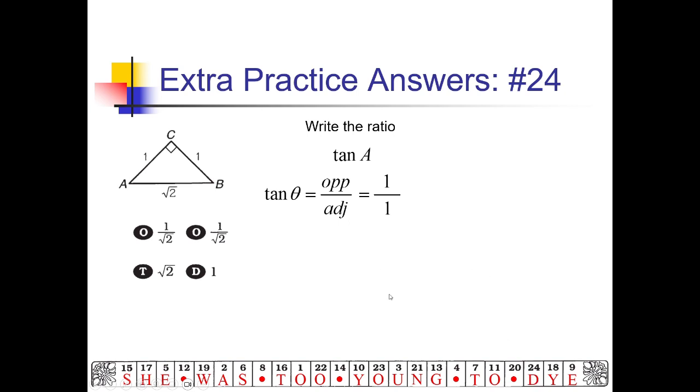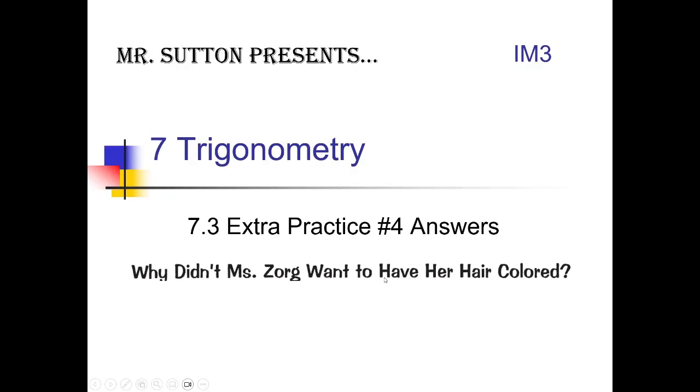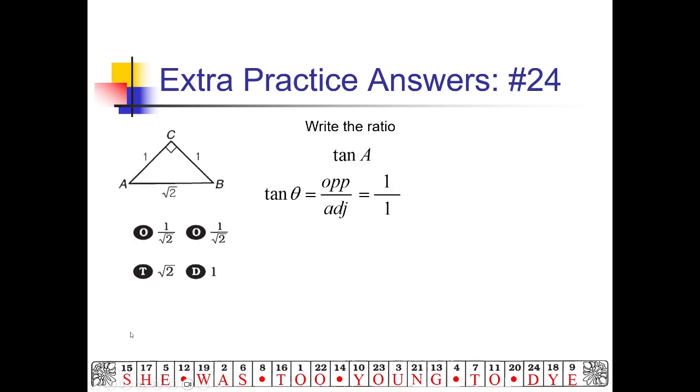And now we have enough information to actually solve the whole puzzle here. So we'll do that on the next page. So it's time now to solve the riddle. Why didn't Ms. Zorg want to have her hair colored? And the answer to this, apparently, going to the end of our journey here, is she was too young to die.